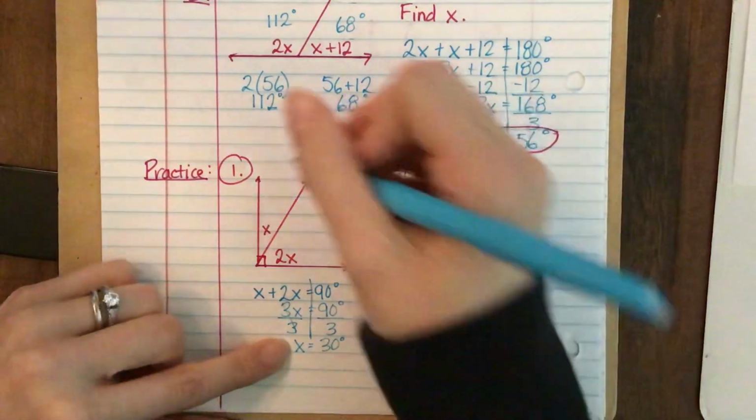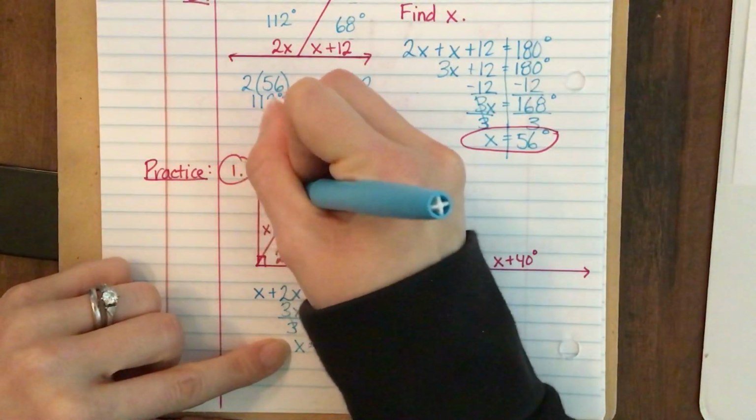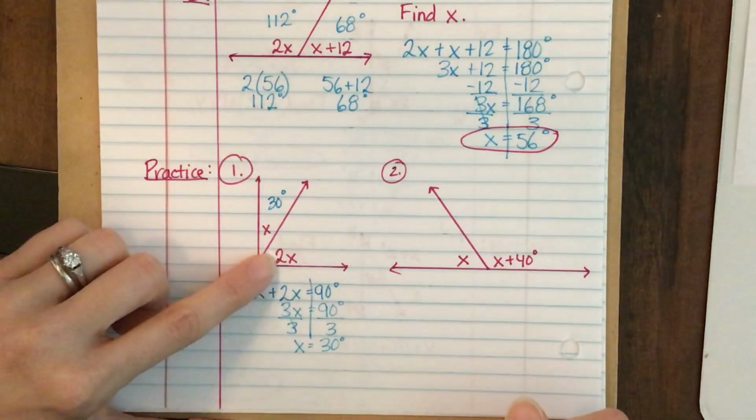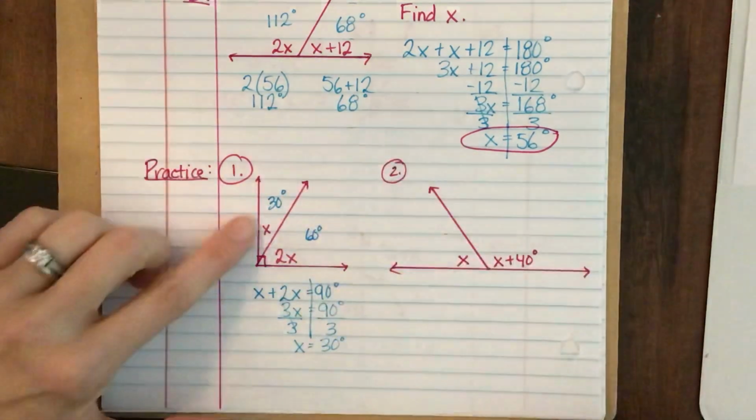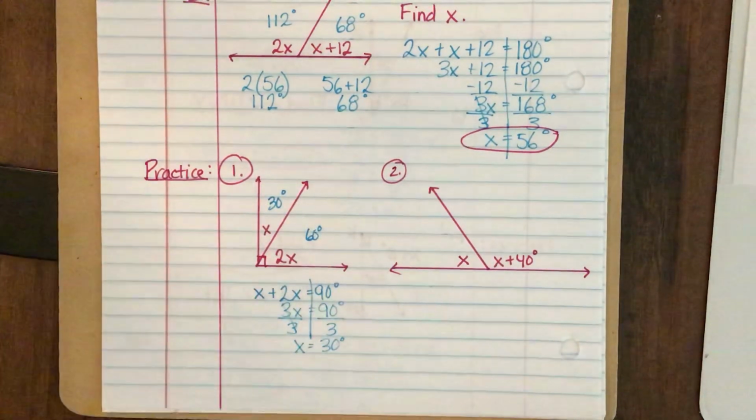So if x is equal to 30 degrees, then this angle is 30 degrees. And this angle, 2 times 30 degrees, is going to be 60 degrees. I'm going to double check. Does this add to 90? It does. So I know I've done this correctly. I found x and I found my angles.